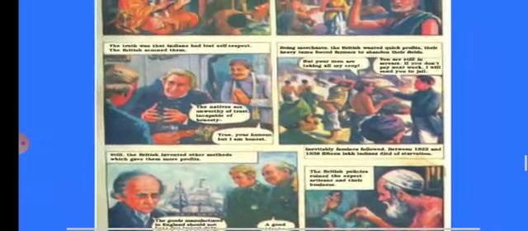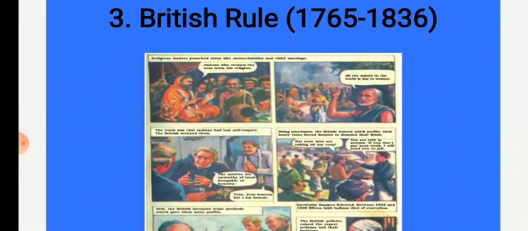Now what happened during the time of British rule, from 1765 to 1836? Some religious leaders supported social evils such as untouchability and child marriage. They forbade crossing the seas and going abroad. Few said that women are the reason for all the misery. The truth was that Indians had lost their self-respect. Now they are slaves of these Britishers.